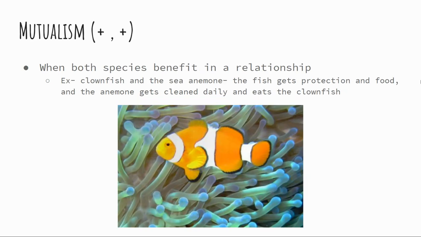Another type of symbiotic relationship is a mutualism, so two positives. The best example of this is the clownfish and the sea anemone. So the fish gets protection from the stinging tentacles of the anemone, and also gets food. And the anemone gets cleaned daily by the clownfish eating the waste of the anemone.